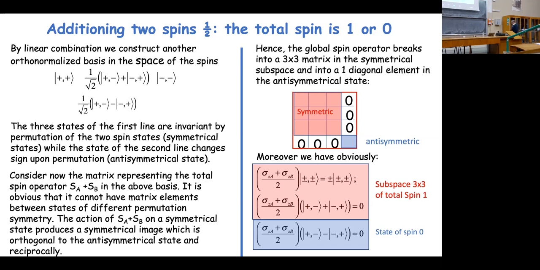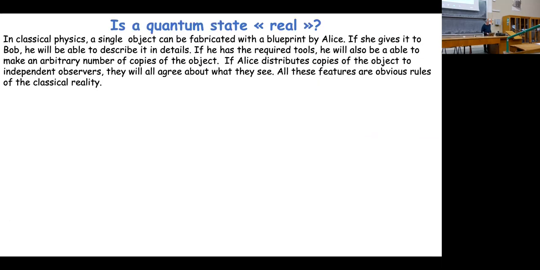So that's another interesting property. Now, to finish this part, I would like to discuss in a more qualitative way some interesting issue about what is really a quantum state. Is a quantum state something real, or is a quantum state just some mathematical construction which allows you to make predictions about calculation, which is not real?